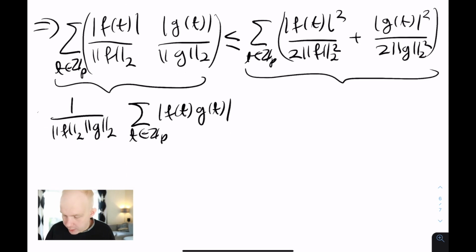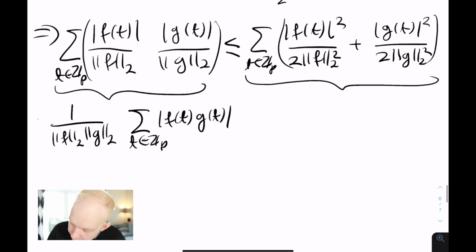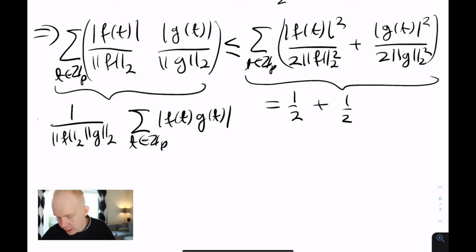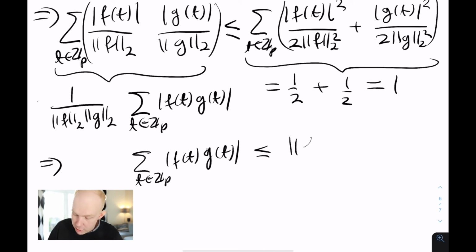We can actually open this up. This becomes the L2 norms that actually appear here, because above we are summing over the L2 squared, and this is actually the L2 norm. So this becomes just a half plus a half, because you're cancelling out. So when you sum over t, take the constant out in the front, which is the L2 norm of f and the L2 norm of g, you get equal to 1. So what you have now proven is that the sum over t in Z_p of f(t)g(t) is at most ‖f‖₂‖g‖₂, as we said.